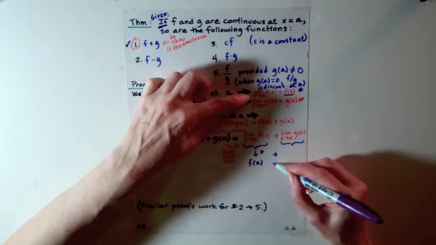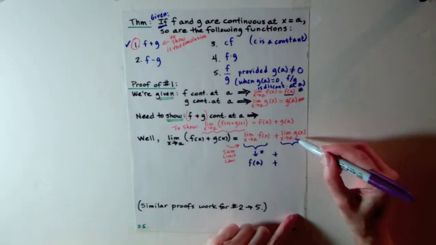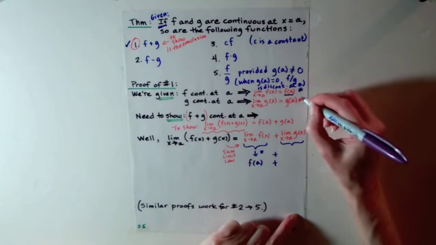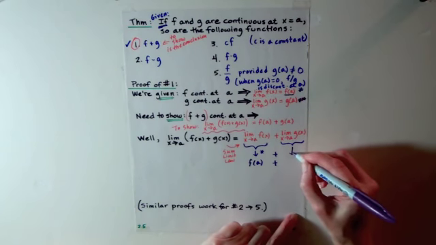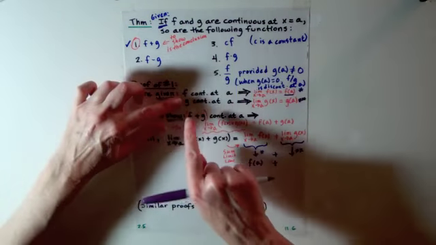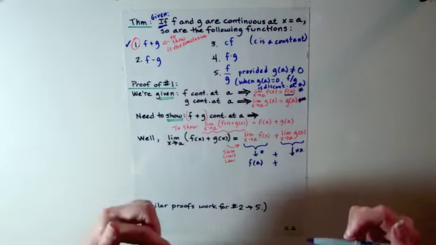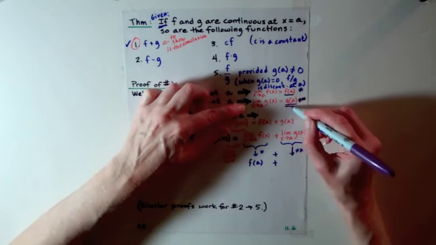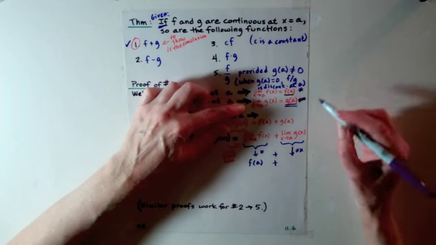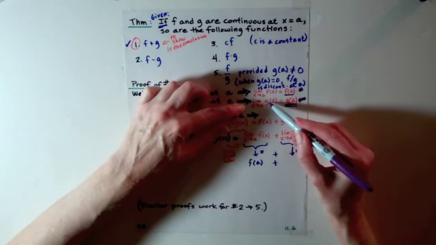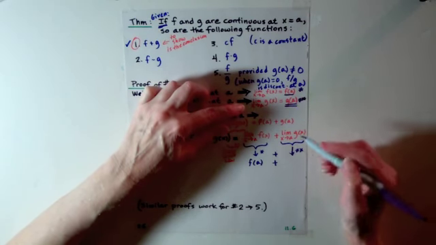I'm going to add on here the limit as x approaches A of g of x. What's that equal to? By the double star, this statement up here, assuming g was continuous at A meant we knew the limit as x approaches A of g of x is equal to g of A. So we can replace that with what we know it's equal to, namely g of A.